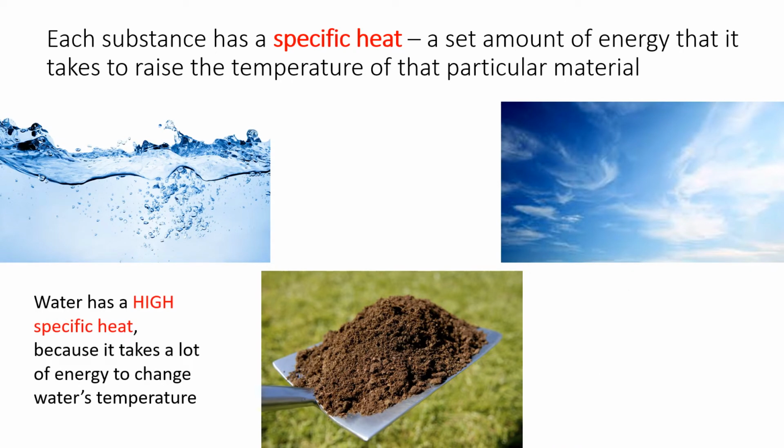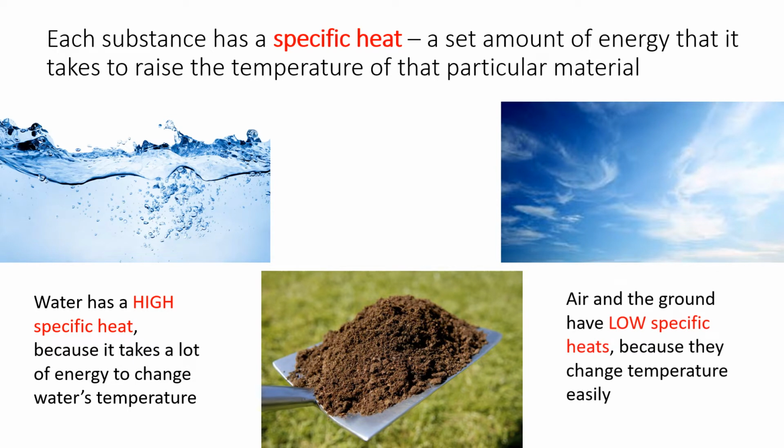Water has a very high specific heat. It takes a lot of energy to make water hot. And you know that if you put a pot of water on the stove, it takes a while for it to get boiling. Things like air and the ground have very low specific heats. They change temperature very easily. And you've experienced this before.